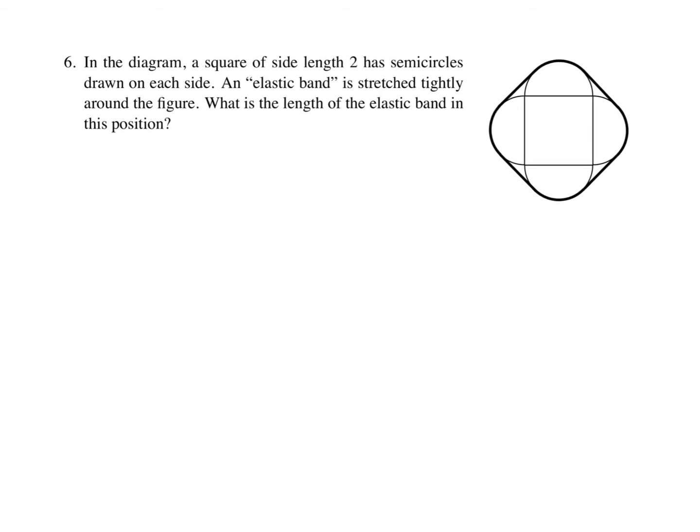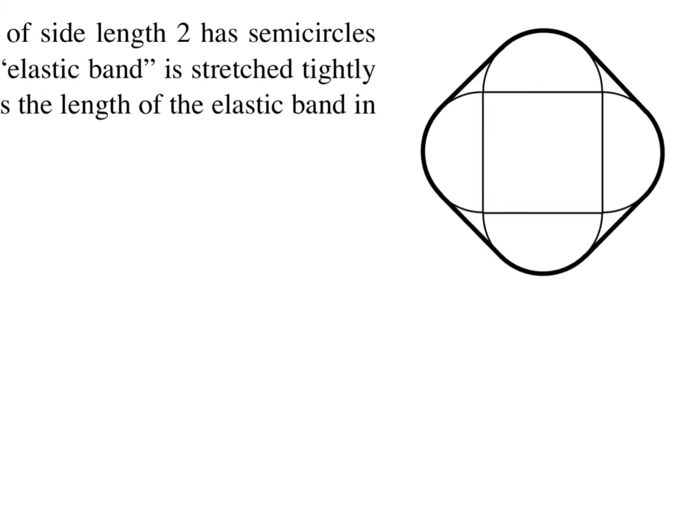In the diagram, a square of side length 2 has semicircles drawn on each side. An elastic band is stretched tightly around the figure. What is the length of the elastic band in this position? Well, let's blow up this elastic band.